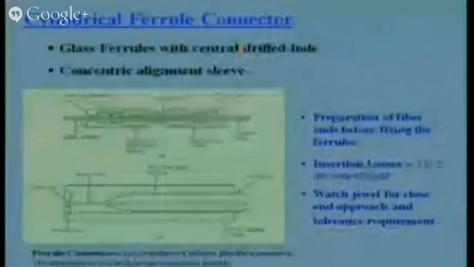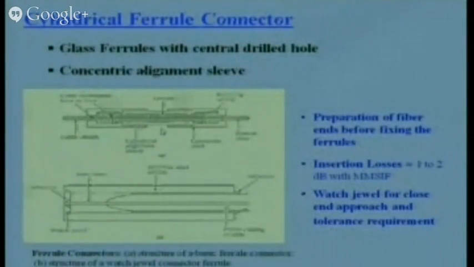So a number of types of connectors are there. I will show you. You will see this is a glass ferrule connector. You see this is a fiber and this is a ferrule. So this ferrule is another ferrule. They are put in the alignment. So the ferrules will touch each other at this point.